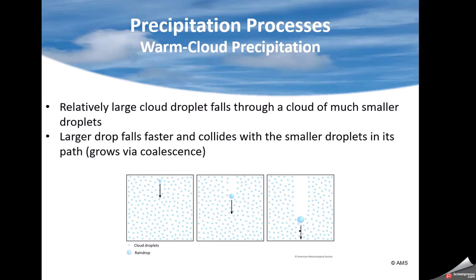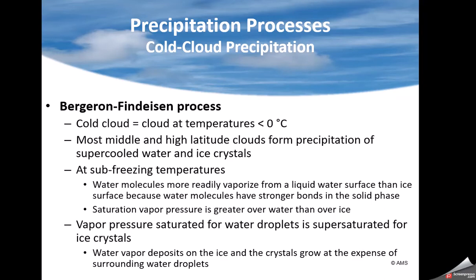So the more moisture in the clouds, the more droplets are in the clouds, the quicker and easier this process will work to bring rain to the ground. But almost all precipitation starts out as snow because the upper part of the atmosphere is very cold.